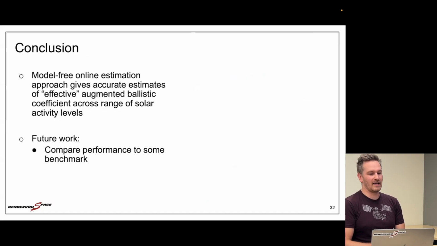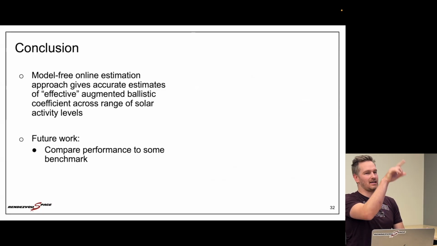Okay, so in conclusion, essentially this method gives us a very lightweight, simple, easy-to-implement way of getting accurate estimates of this effective augmented ballistic coefficient. Now, remember, we're not tracking the per-orbit variations. We don't have a picture of the full profile. We just have this nice smooth curve, which is actually more useful from a control perspective.